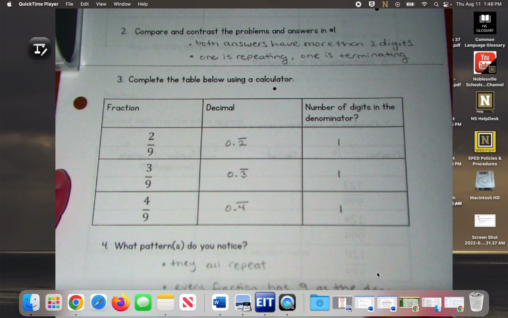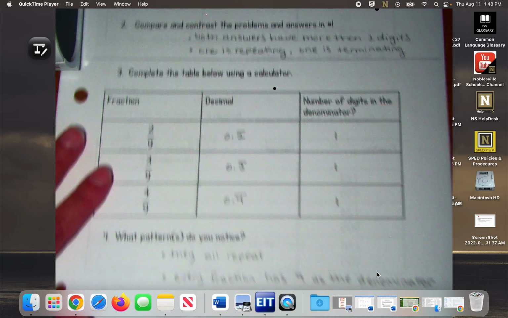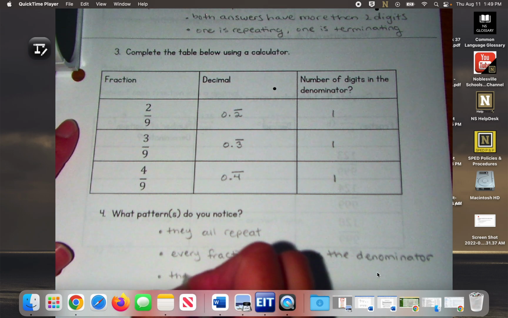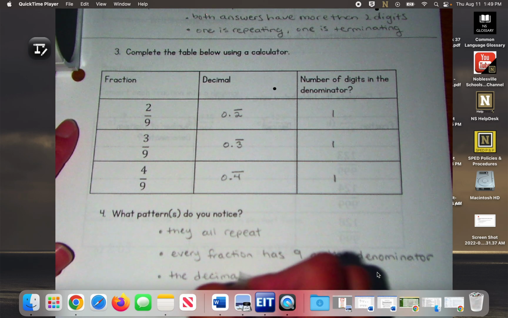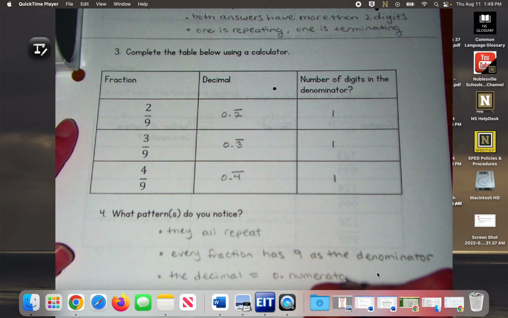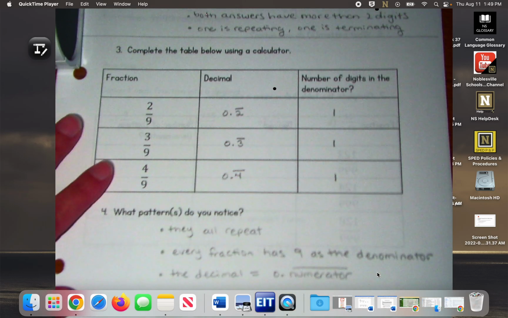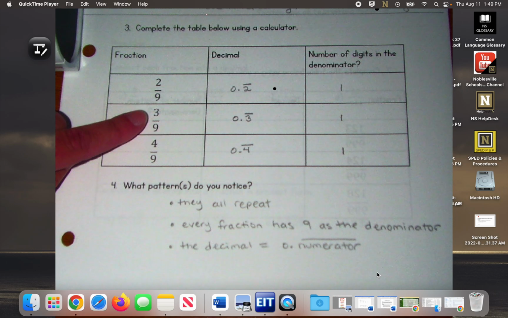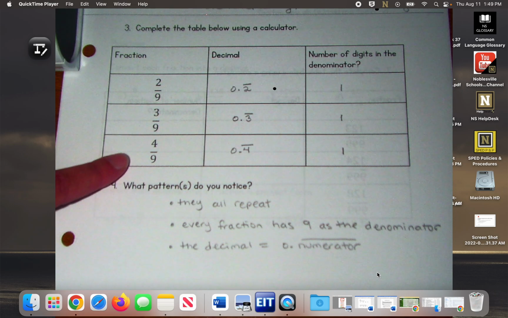So if you don't have anything written down here, you're going to want to write this down. Emma? The decimals are 0 point the numerator repeating. Yes, the decimal equals 0 point numerator repeating. I'm just going to do that in kind of shorthand, right? So we got 0.2 repeating, the numerator was 2. 0.3 repeating, the numerator was 3. 0.4 repeating, the numerator was 4. Okay? Great observation.